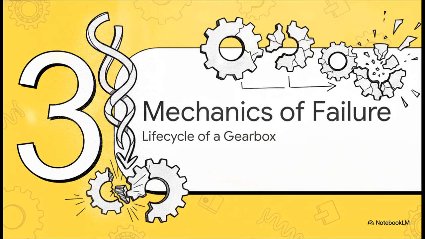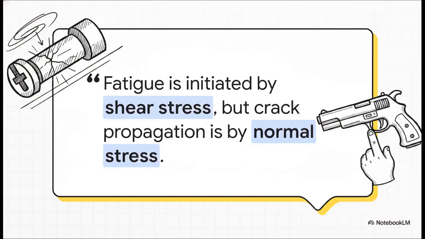Let's trace the actual life cycle of a gearbox death. Section 3, the mechanics of failure. So, the absolutely crucial point here is summed up brilliantly in this quote right from the text. It's a devastating 1-2 punch. The torsional shear stress acts like a tiny microscopic chisel, initiating a minuscule fatigue crack right in that sharp keyway fillet. And once that crack is open, the normal bending stress takes over and violently tears the metal apart. Basically, torsion loads the gun and bending pulls the trigger.